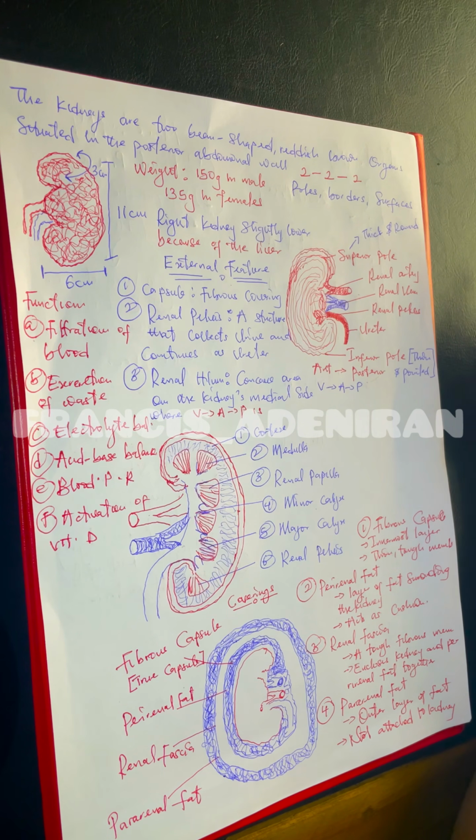It is also worthy of note that the kidneys are paired. That means we have one on the right and one on the left, but the right kidney is slightly lower because of the position of the liver.